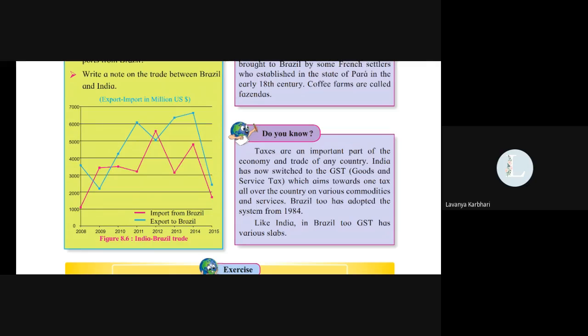Okay, so you can easily see that almost in 2010, export is more than the import. In 2011 also the same situation. In 2014 also the same situation. Okay, in that trade, export to Brazil is more than the import.